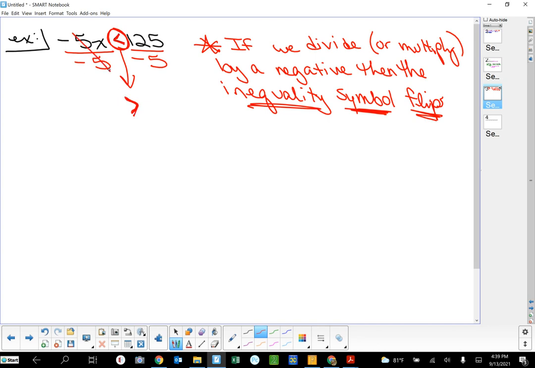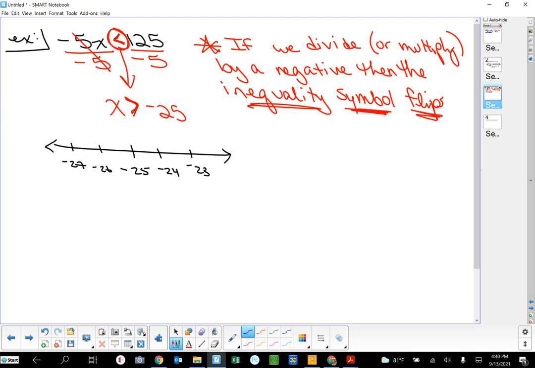So what happened? My negatives cancel out and I get an x. 125 divided by negative 5 is negative 25. And then we would graph that on a number line. I just plot my negative 25 in the middle. Negative 24, negative 23, that's enough to give us an idea. Negative 26, negative 27. And x is greater than, so that would be an open dot at negative 25. And greater than is always going to the right on the number line.